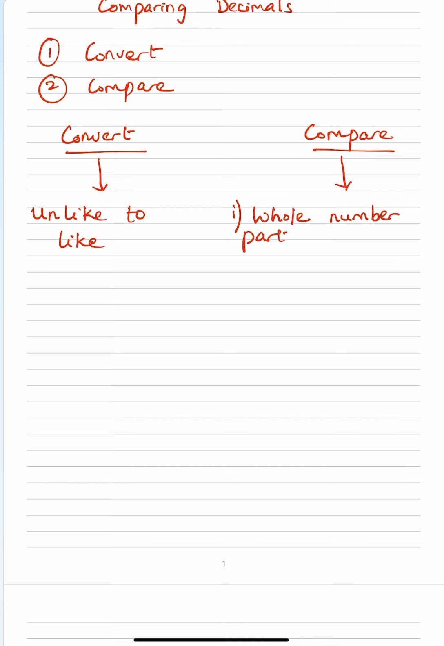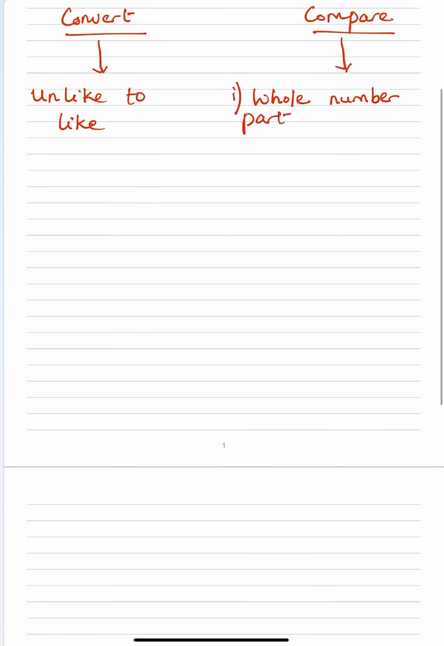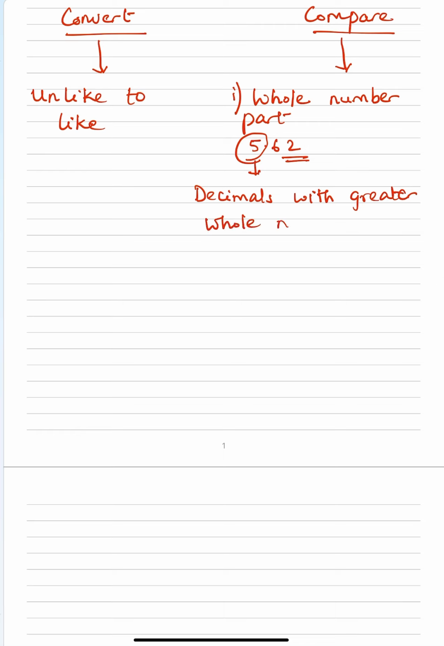We know what is a whole number part of a decimal. If 5.62 is given, then 5 is the whole number and this is the decimal part. So you have to compare the whole number part. Decimals with greater whole part, that is whole number, are greater. This is very simple to understand. What is the meaning of this?